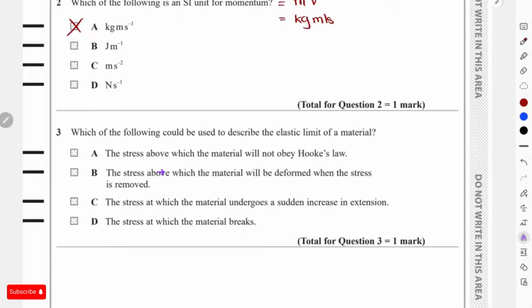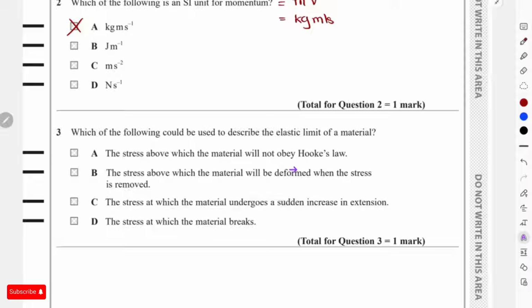It says that the amount of force or stress per unit area above this point is when the material will be deformed when the stress is removed. Like by deformed, it indicates that the object will undergo plastic deformation, right? Like permanent deformation. So even if beyond this point you remove the force, the object will not return to its original position. And the stress above which the material will not obey Hooke's law.